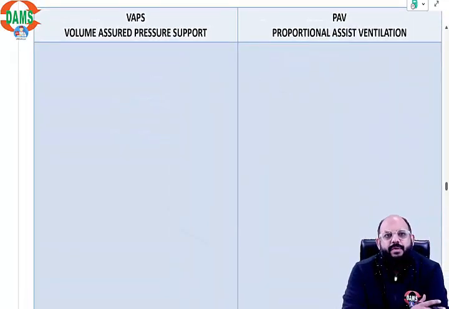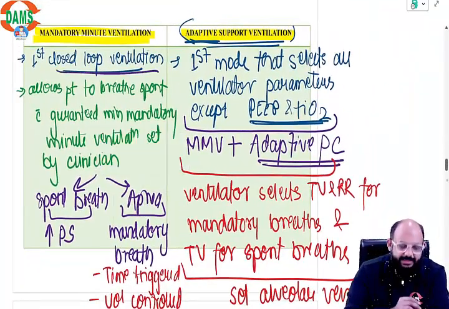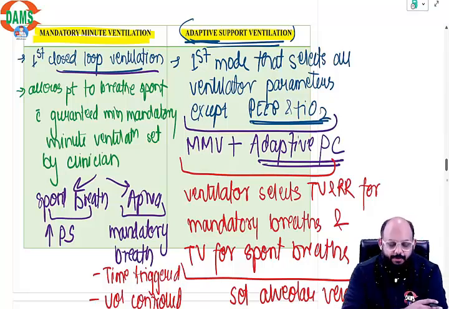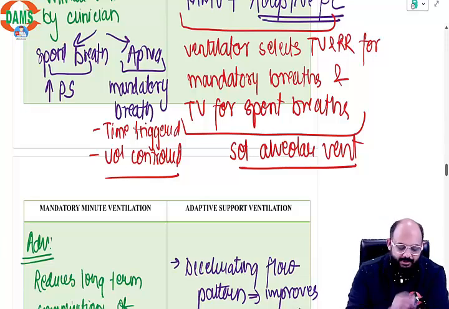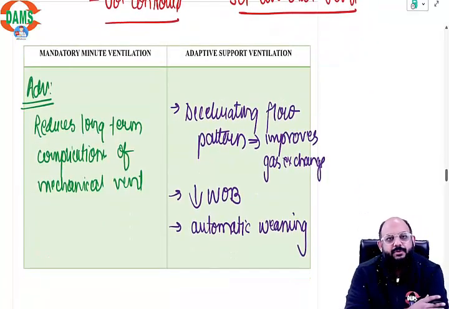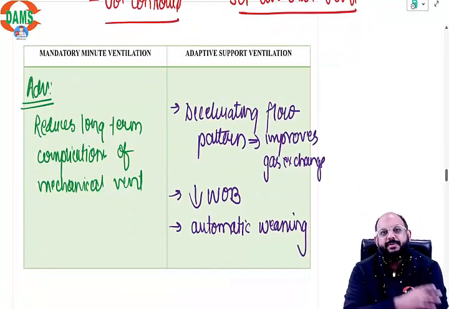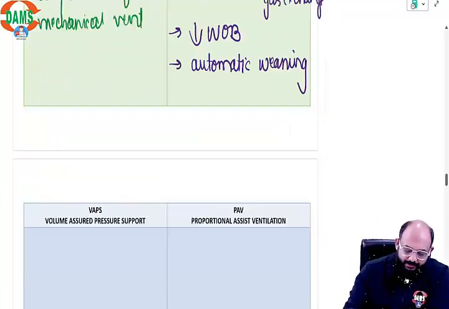So we have now discussed mandatory minute ventilation, which was the first closed loop ventilation mode, and we get a short note on it. So when you get a short note, you know what to write. First, closed loop ventilation. The concept allows the patient to breathe to achieve an adequate minute ventilation by increasing pressure support of spontaneous ventilation. If the patient is apneic, then mandatory breaths, which are time triggered and volume control. Advantages: reduces long-term complications. Adaptive support ventilation is simply a higher version of mandatory minute ventilation.